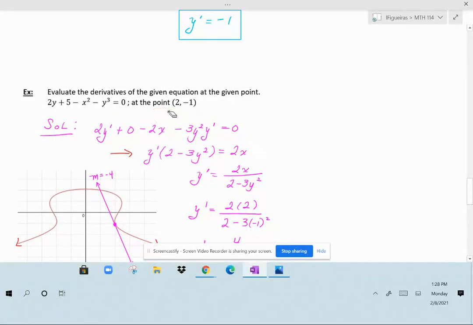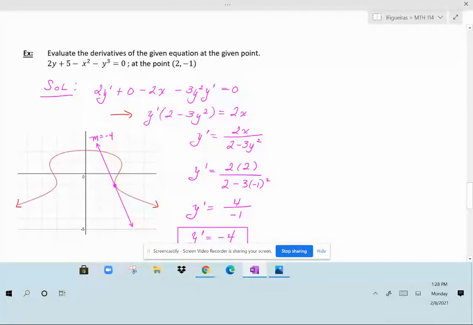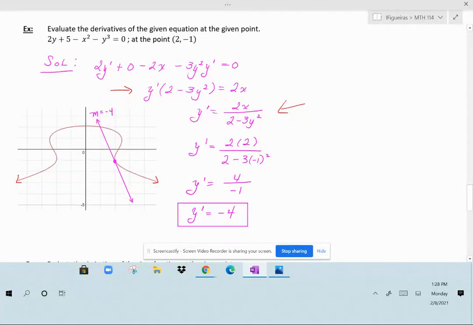Then divide both sides by 2 minus y squared, and so I get y prime equals 2x over 2 minus y squared. Then I plug in 2 for x and negative 1 for y, and it simplifies to 4 over negative 1, so that means I have a derivative of negative 4.